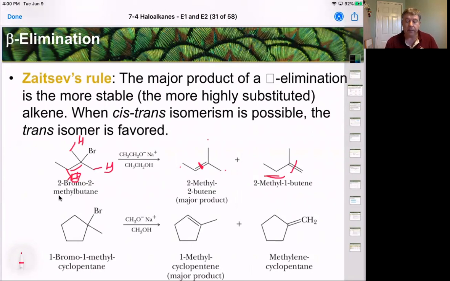In the case of this cycloalkane here, the 1-bromo-1-methylcyclopentane, we can remove a hydrogen from this methyl group here, or we can remove the hydrogen from the group next to it. If we remove it from here, we only get a di-substituted alkene. In the case of removing this proton here, we'll end up with a tri-substituted alkene. That means the tri-substituted alkene will be the major product, and the di-substituted will be a minor product. So the Zaitsev rule says you'll always get the more highly substituted double bond.